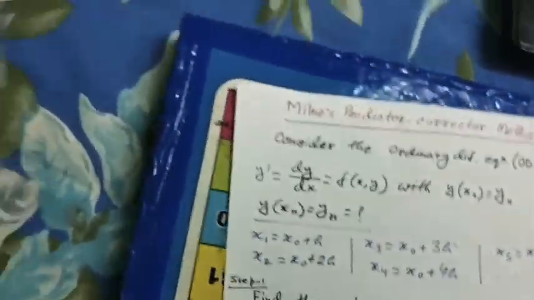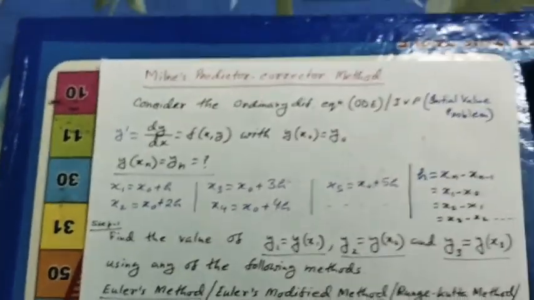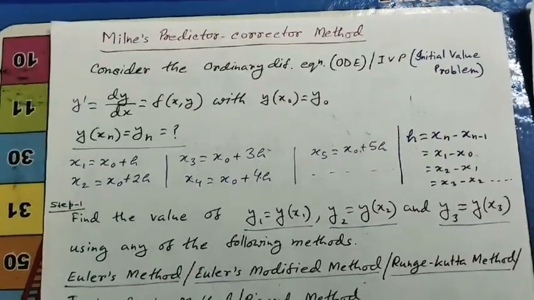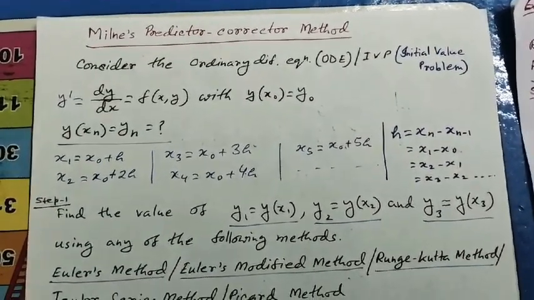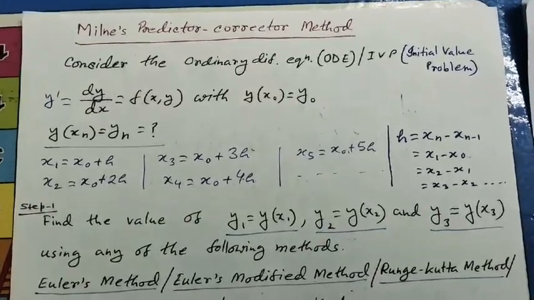So this is all about Milne's predictor-corrector method with example. Hope you have understood this method.